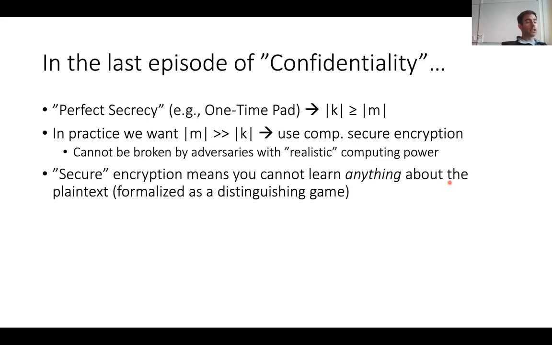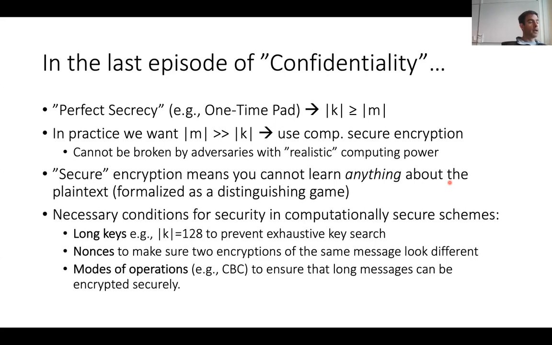And what does it mean that an encryption scheme is secure? We formalize this with an experiment where the adversary interacts with some boxes, and has to distinguish between real encryption and fake encryption. We argue that if you cannot distinguish between real encryption and fake encryption, then the encryption scheme must be secure. And we looked at a number of necessary conditions for security in computationally secure schemes. The first one was that you need long keys, at least 128 bits, to prevent the exhaustive key search attack, in which the adversary simply tries to decrypt some ciphertext with all possible secret keys and checks if the result is some meaningful plaintext.